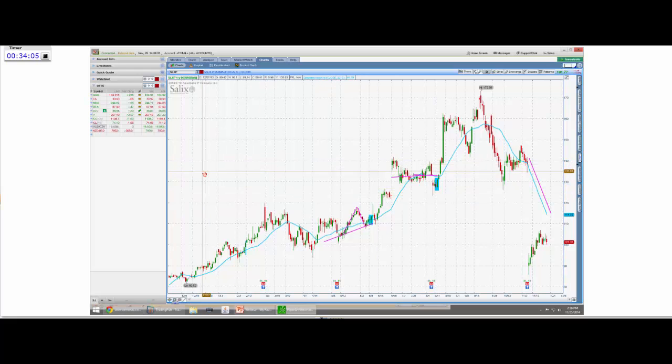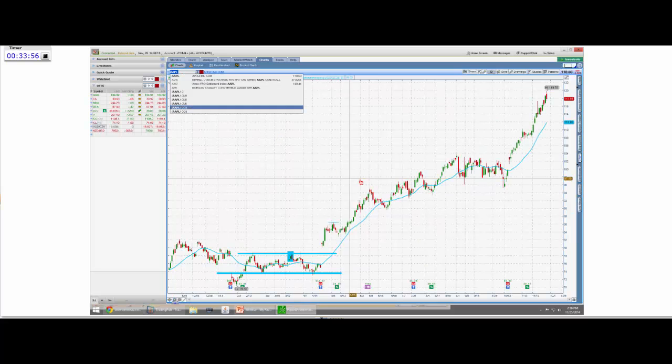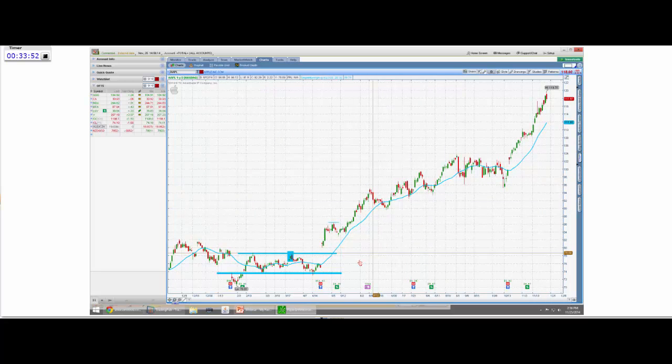All right, what's always the most popular symbol that we do? Apple, always. So Lee wants to know about Apple. Let's have a look at Apple. Fantastic one to trade.